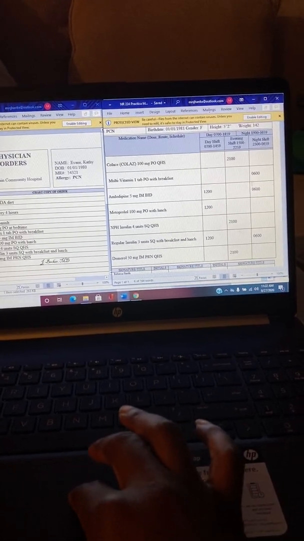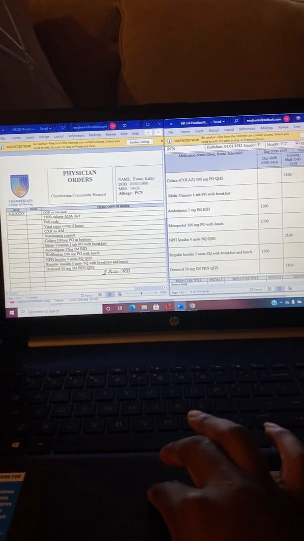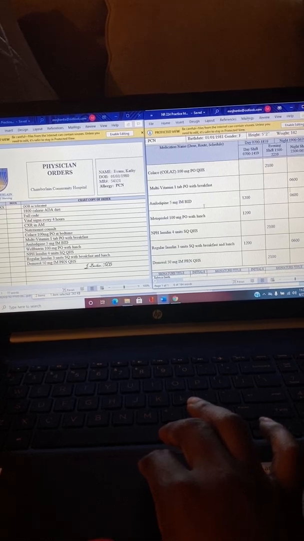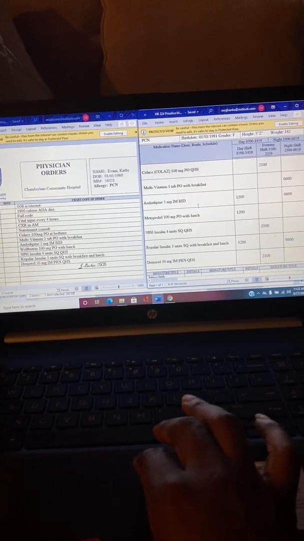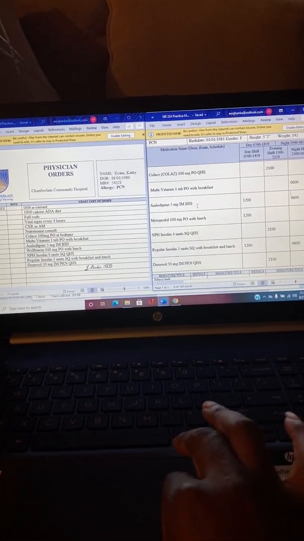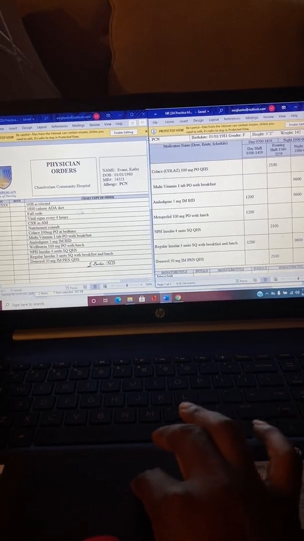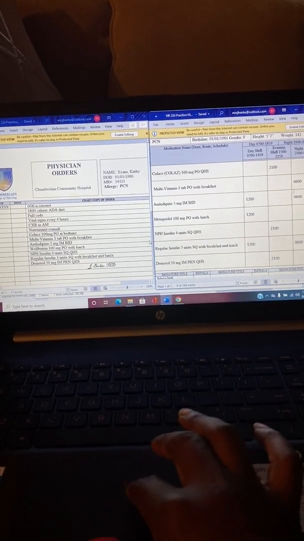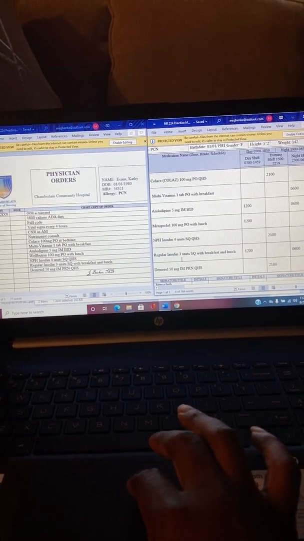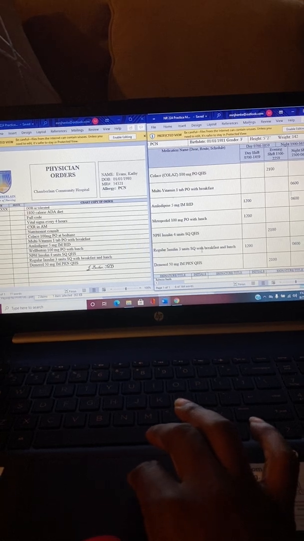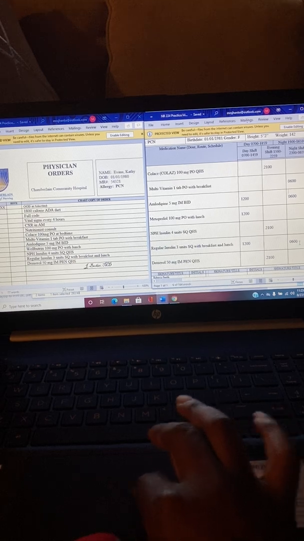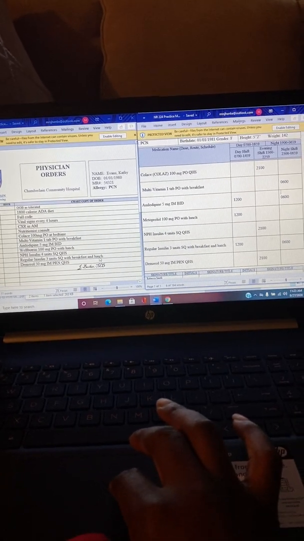Let's review here. Okay. Then we have amlodipine at 0600 hours, 5 milligrams IM, twice a day. Let's see. Okay. And then we have regular insulin, 3 units, SQ or sub Q with breakfast and lunch. And I have it for 0600 hours. All right, it is verified here.